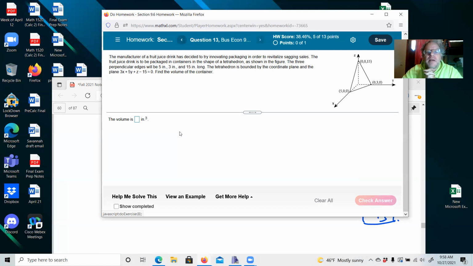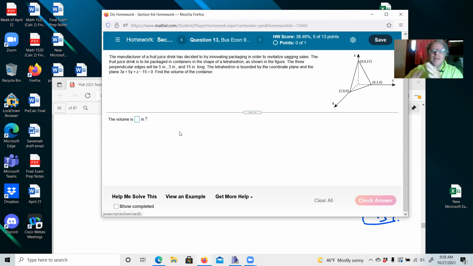Okay. Manufacturer of a fruit drink has decided to try innovating packaging in order to revitalize sagging sales. Delightful. The fruit juice drink is to be packaged containers in the shape of a tetrahedron. So the people stocking that are delighted. Shown in the figure. Okay, so we've got like a edge of a plane here. And they want to know what's the volume of this thing.